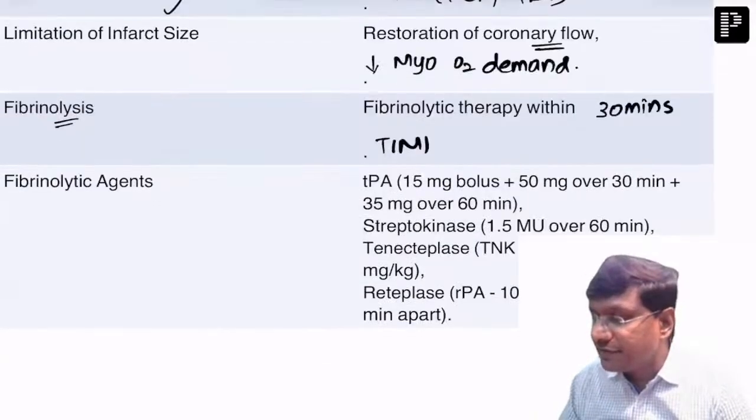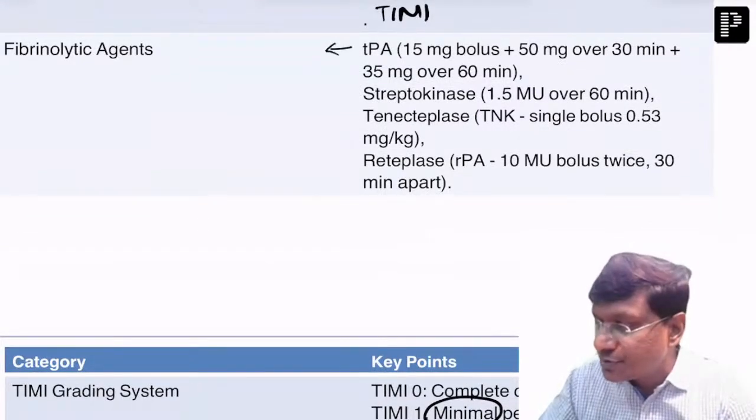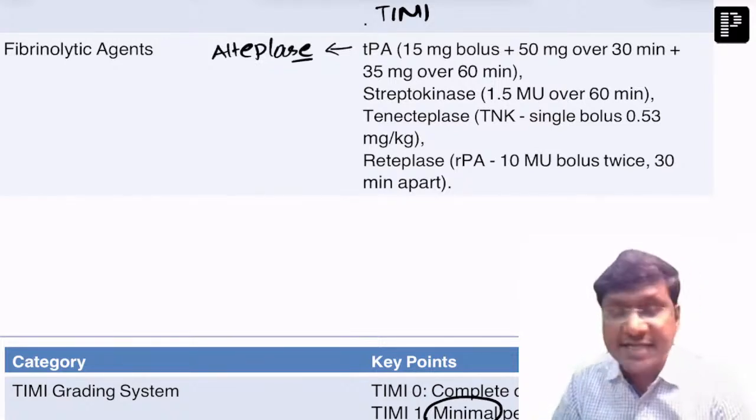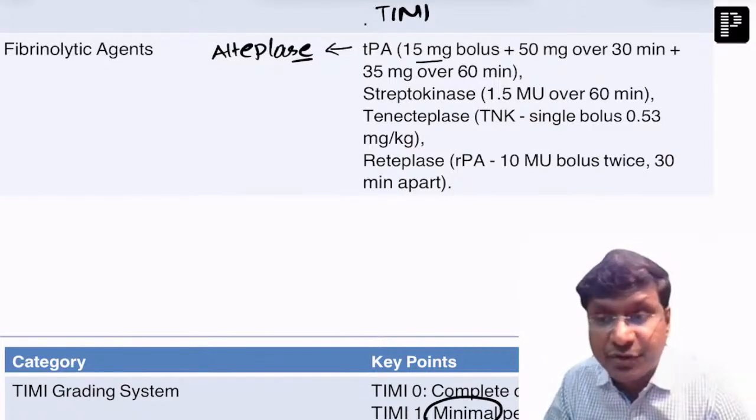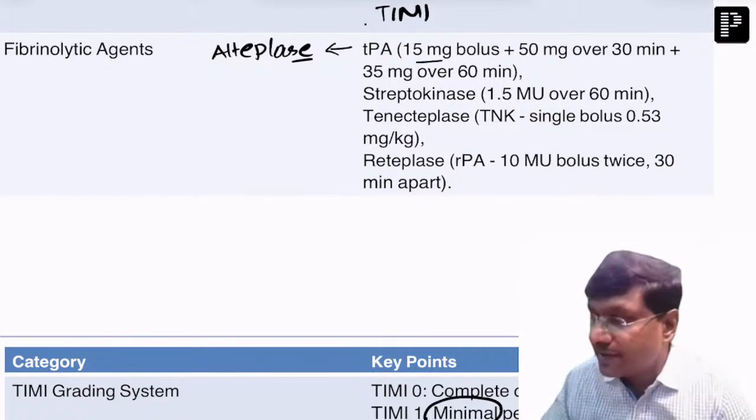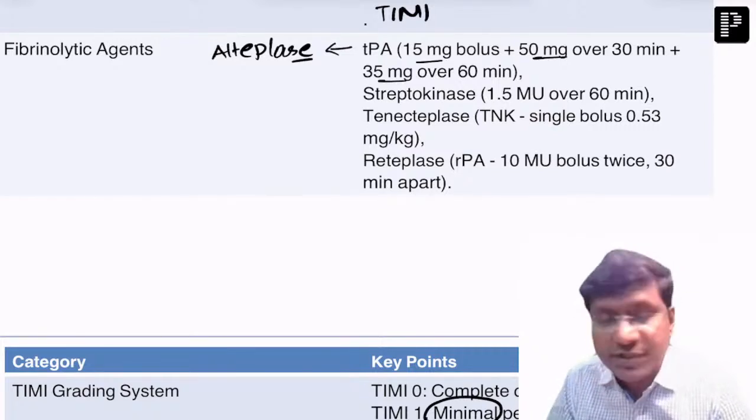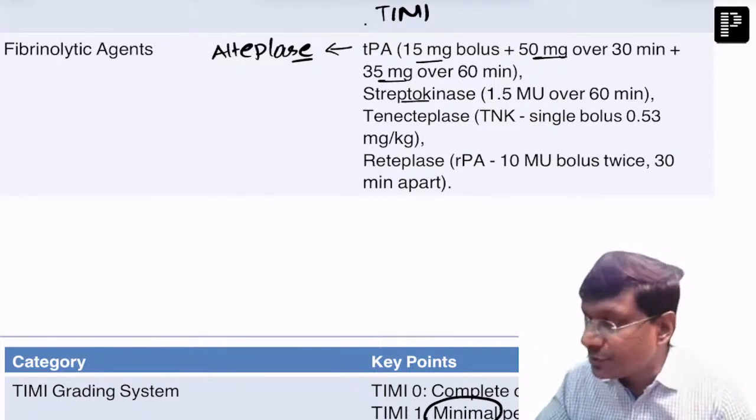And whenever you're giving the fibrinolysis, what are the fibrinolytic agents? That is tissue plasminogen activator, which is alteplase, right? And what is the dosage of this alteplase? 15 milligrams. You have to give a 15 milligram bolus, then followed by 50 milligrams over 30 minutes plus 35 milligrams over 60 minutes. That is alteplase.